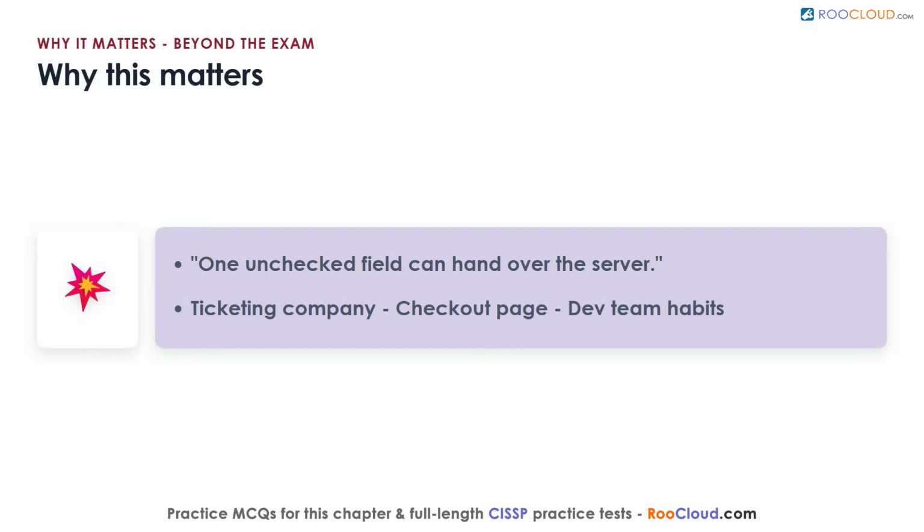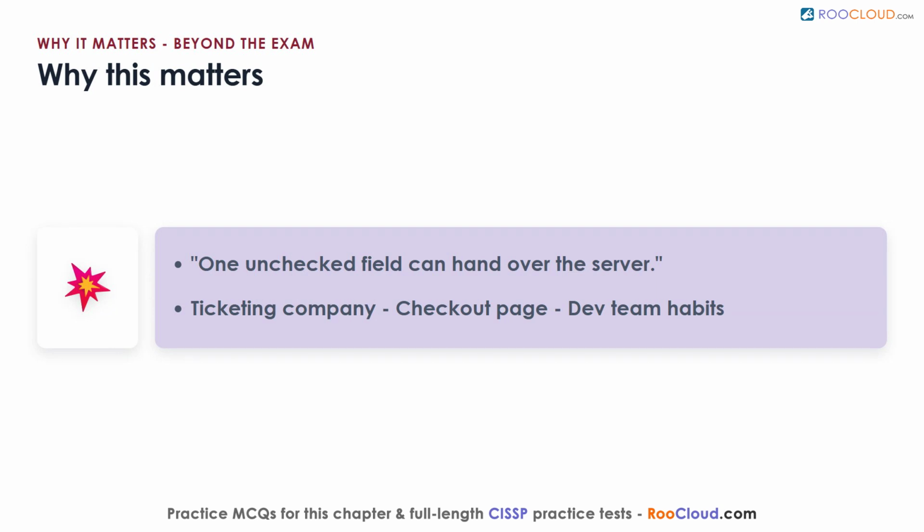Why does this matter beyond the exam? Because these flaws live in the software your organization writes and buys every day. Imagine you advise the development team at an online ticketing company. A single unchecked input field or a leftover shortcut can hand an attacker the keys to the server behind your checkout page. When you can name these attack patterns, you can push for the exact coding habits and patches that shut them down.